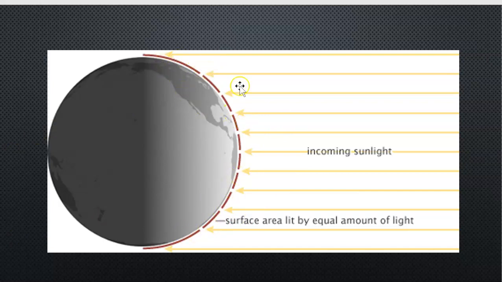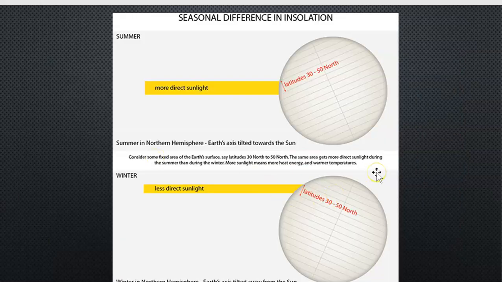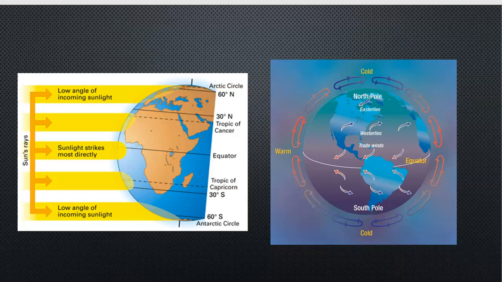And with that uneven heating, we end up with global patterns of air movement. Okay? So if we look here, we can see, talking about the seasons, if we have more direct sunlight on an area, that's going to warm that area more. If you've got less direct sunlight, obviously that area is going to be cooler. And in this case, the more and less direct sunlight, because of Earth on its axis, results in seasonal changes. That's the pattern we see there.